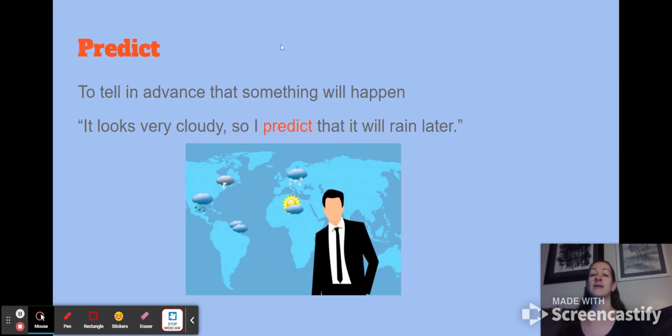So predict means that you are going to be able to tell in advance that something will happen. So today it looks very cloudy, so I predict that it will rain later. And making an educated guess is a good synonym. So you're using your observations and your experiences to talk about something that might happen.